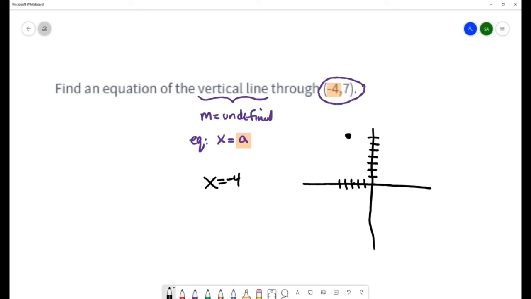And if we were to draw a vertical line going through that point, you can see that every single ordered pair on this vertical line has an x-coordinate of negative 4. And so that's how we define the equation. It's all ordered pairs with an x-coordinate of negative 4.